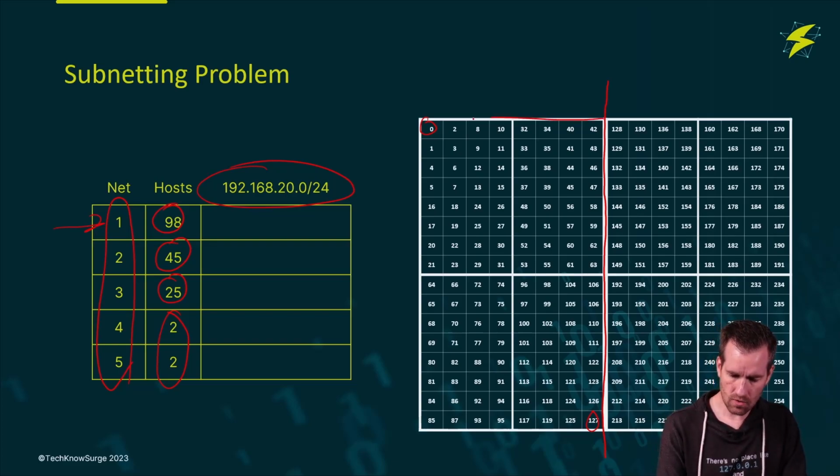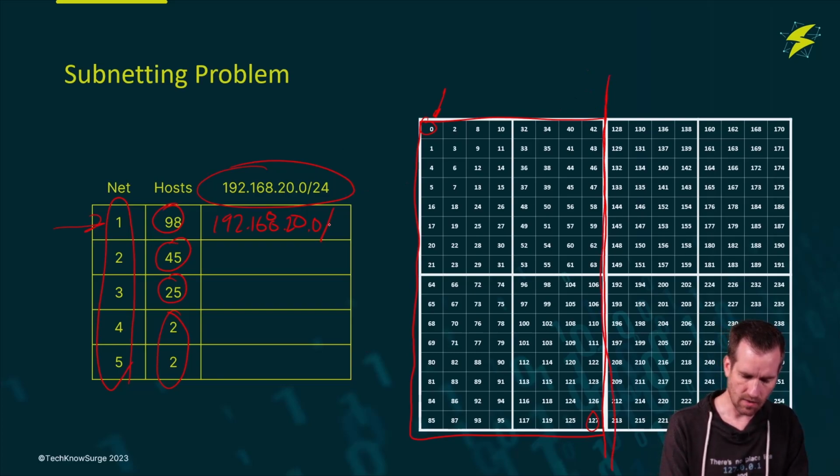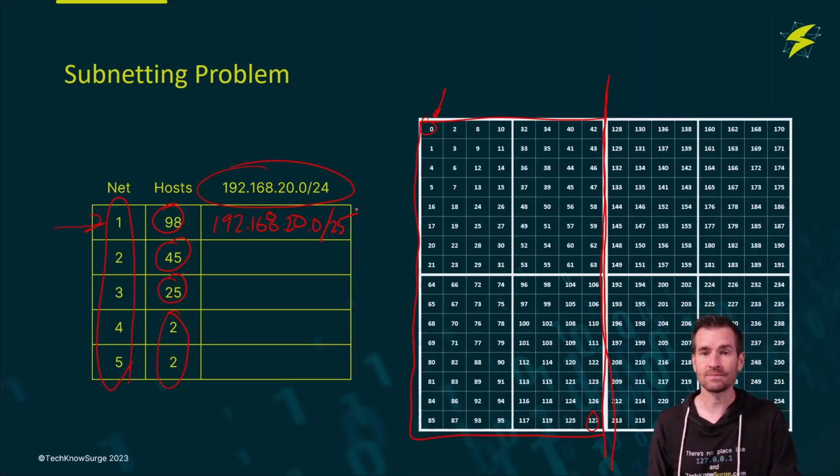So I'm going to use up this box of addresses first. So I'm going to do a 192.168.20.0 slash, and I'm borrowing just 1 bit here because I split the table just 1 time. And so this is a /25.